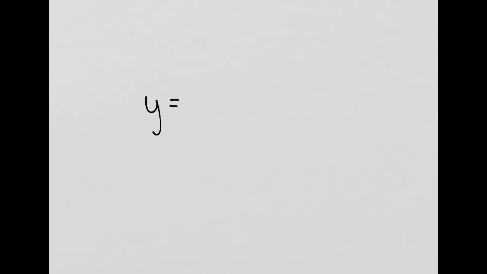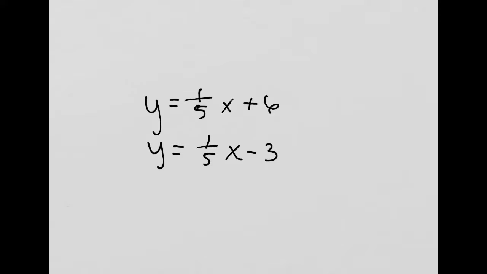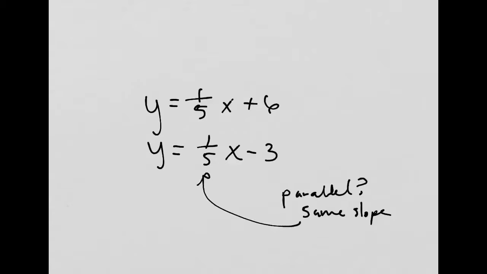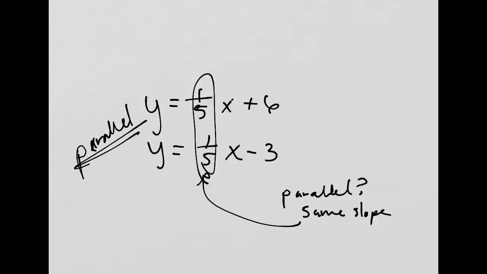So let's say I had y equals 1/5 x plus 6 and y equals 1/5 x minus 3. Well, notice the requirement for parallel, if you remember, parallel is just same slope. So same slope. And if you look, it doesn't matter about anything else. All that matters is about that slope. The slopes are the same, therefore these two are parallel. Right terribly. But yeah, so therefore they're parallel.